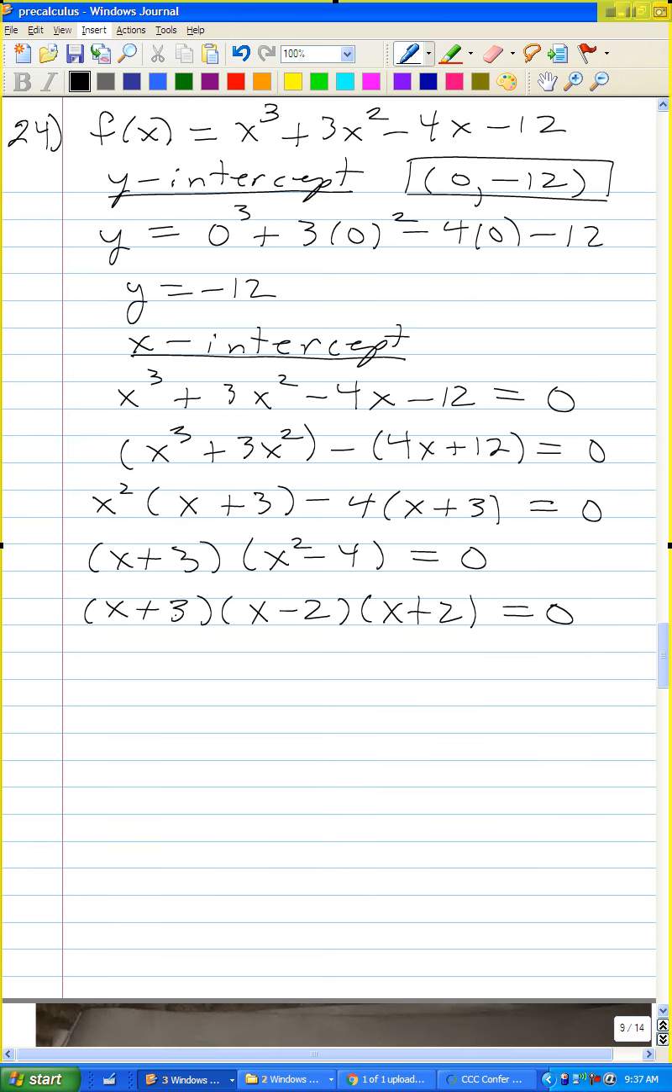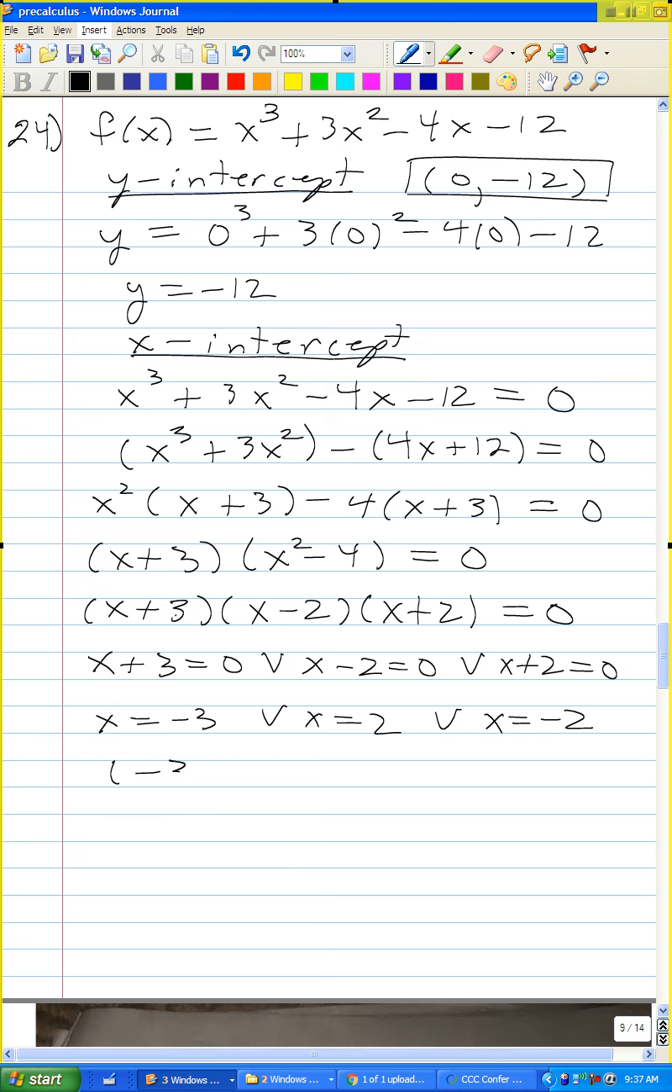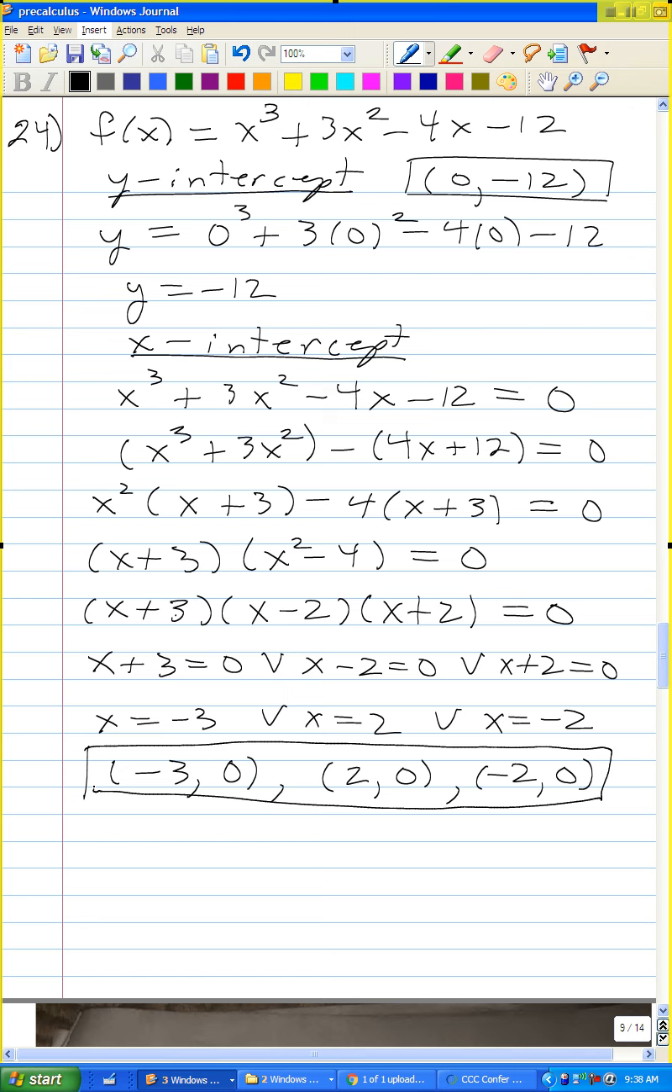And so from there, I set each factor to 0 and solve for x. So x equals negative 3, positive 2, negative 2. And so the roots, the x-intercepts are at (-3, 0), (2, 0), (-2, 0). So those are my three x-intercepts. Any questions about that?